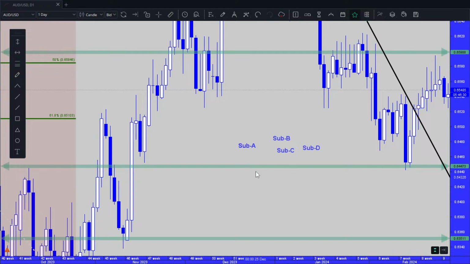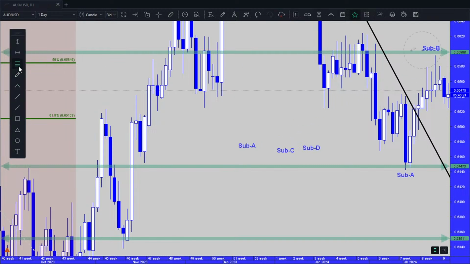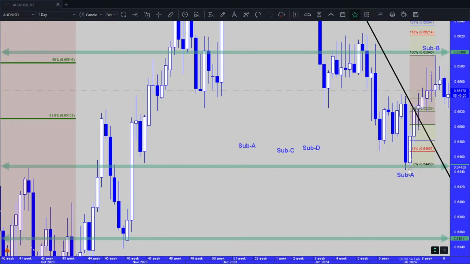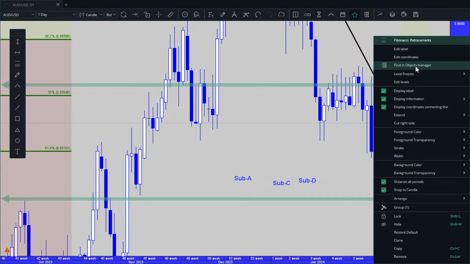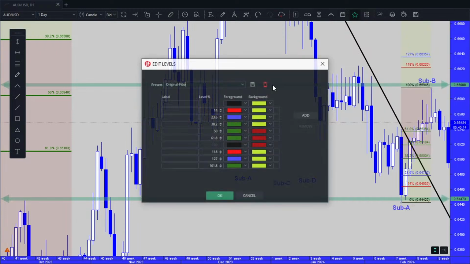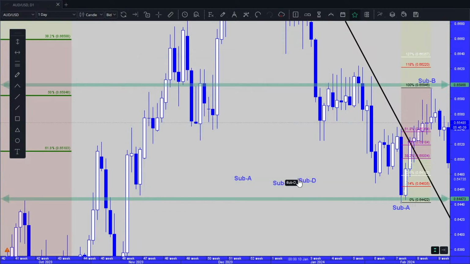All right. So this is our sub A, down here. Our sub B, it's up in here. Fibonacci retracement tool. We spread the Fibonacci retracement tool, and we are going to right click and change colors. Alright, and we are going to sub A, sub B, sub C, sub D.